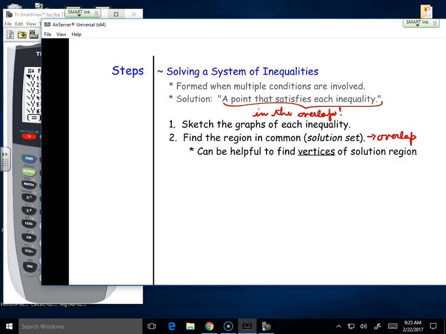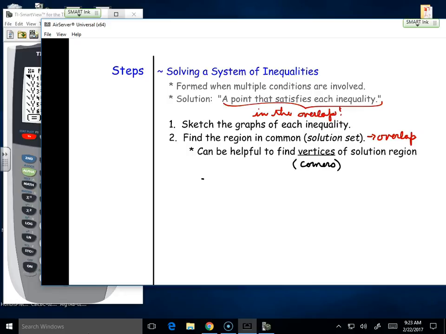However, one quick new thing that we should talk about. The vertices of a solution region, you can think of them as the corners of a solution region. They're the corners, kind of like a triangle, but these shapes won't all be triangles. The overlap region can be different shapes, of course. Find the vertices of the solution region, and how do we find that?